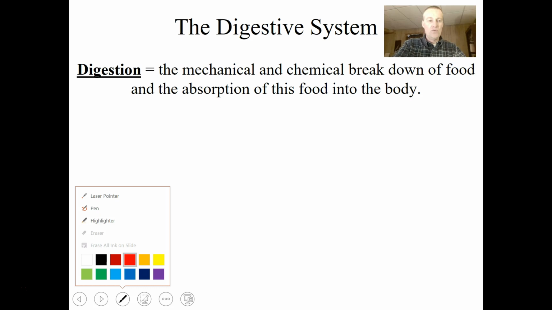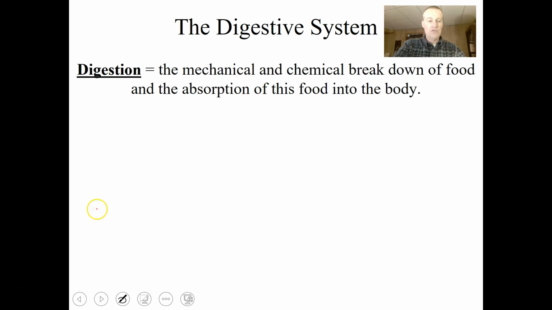So for this lecture we want to talk about the digestive system. We want to talk about all the parts of the digestive system and what they do. So we're going to talk about the anatomy and physiology of this pretty complex system. This is a really important system because digestion is the mechanical and chemical breakdown of food and the absorption of the food into the body. So that's a pretty big responsibility that this particular system has.